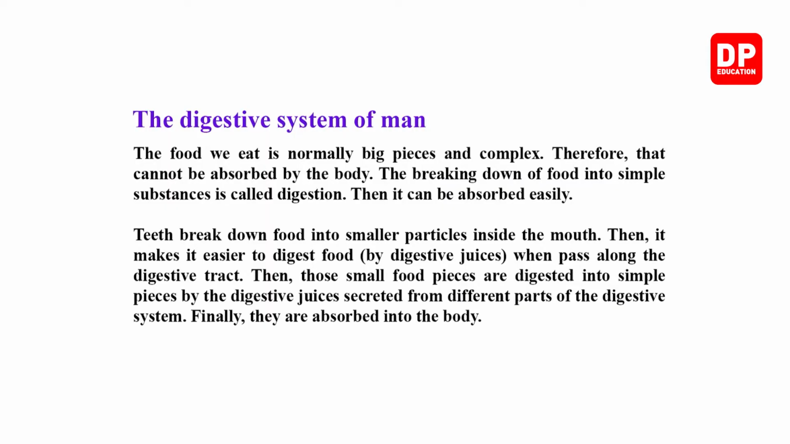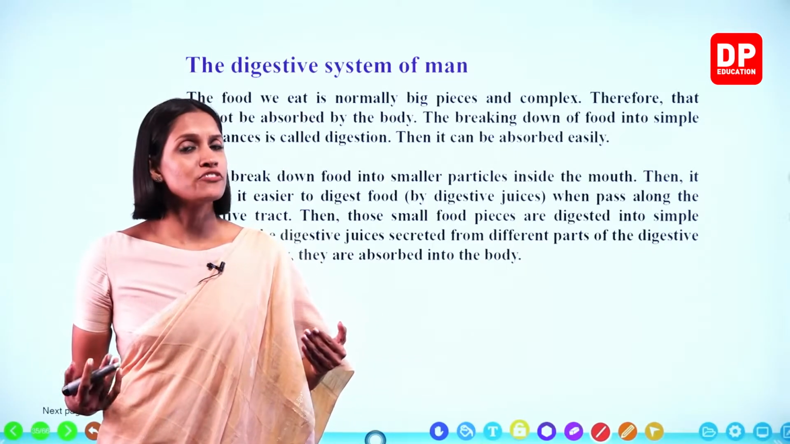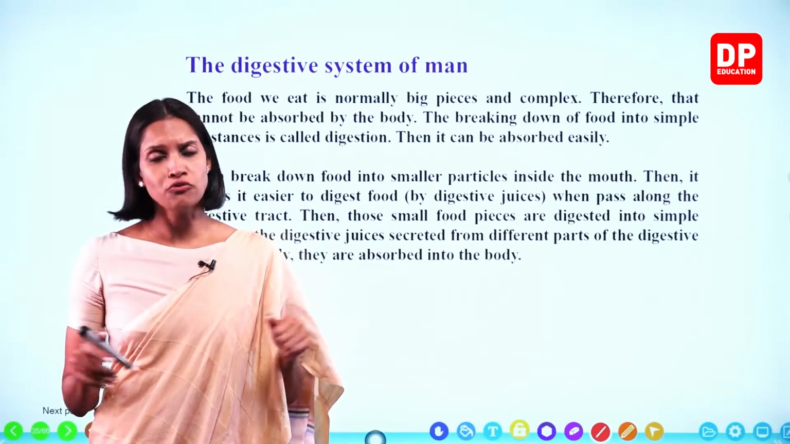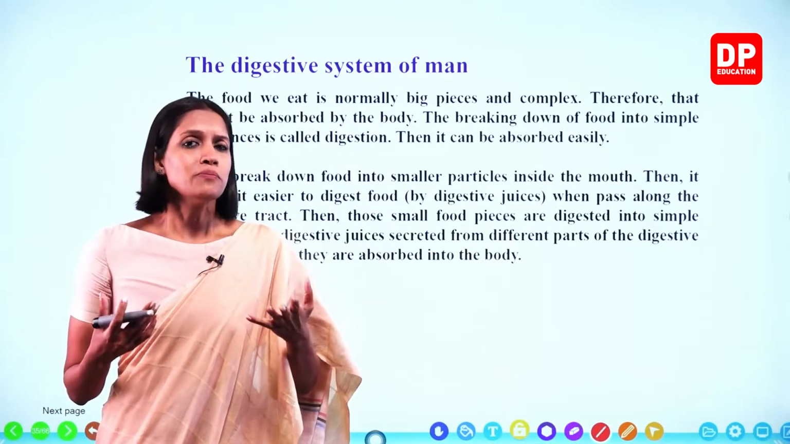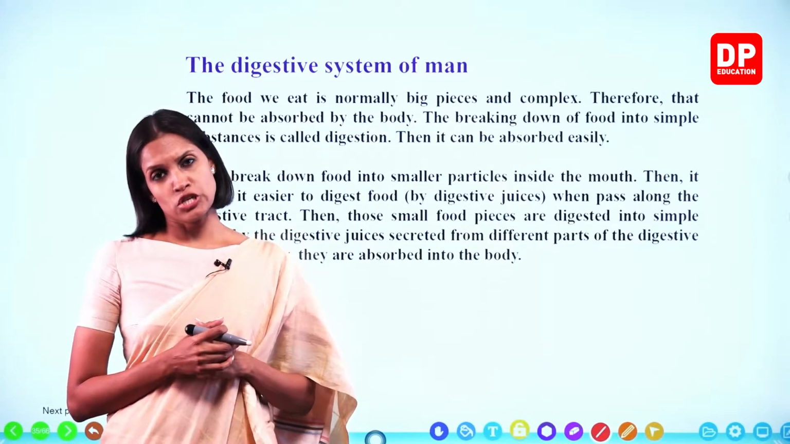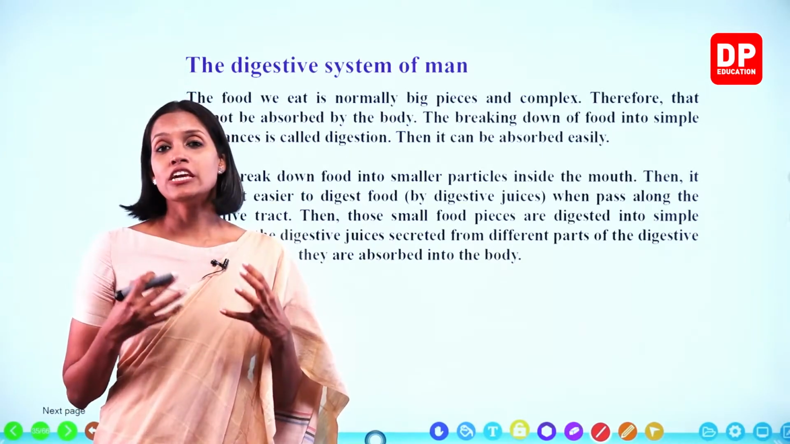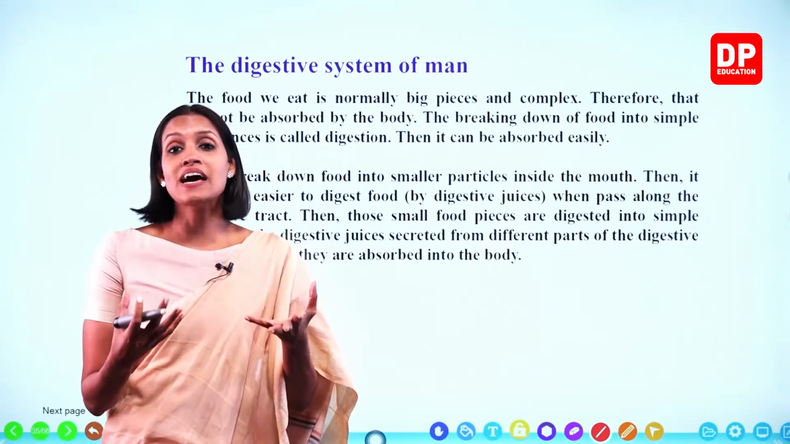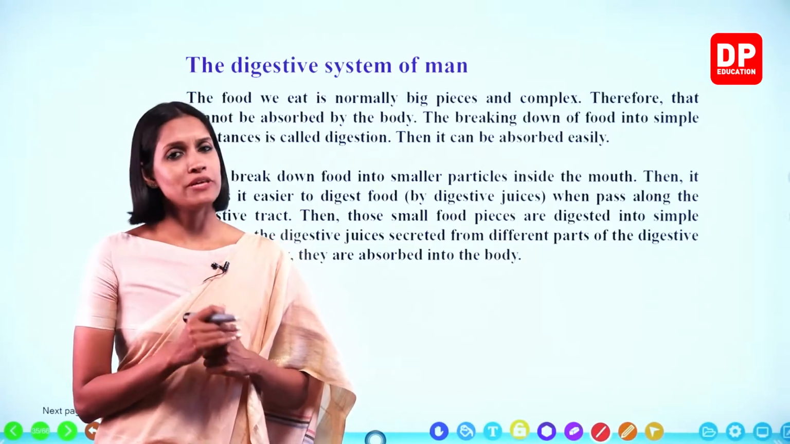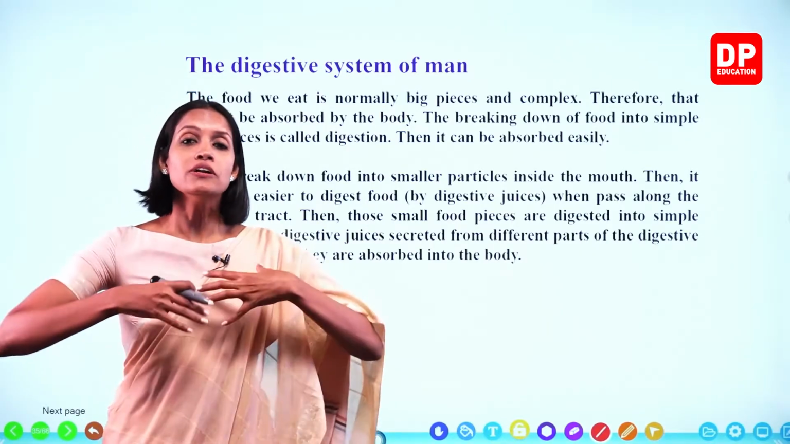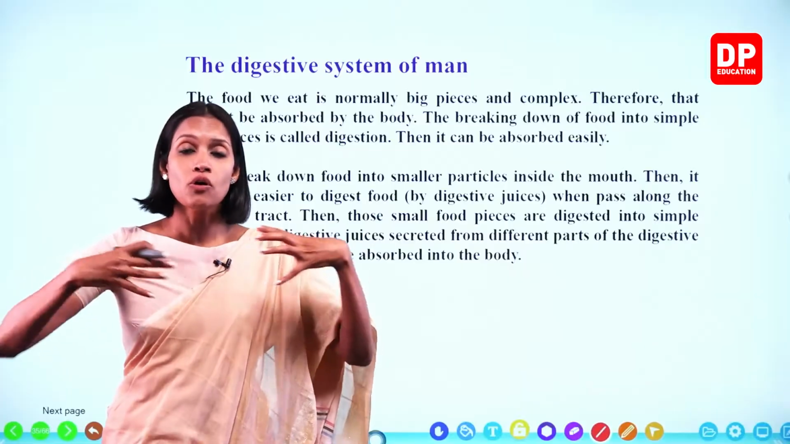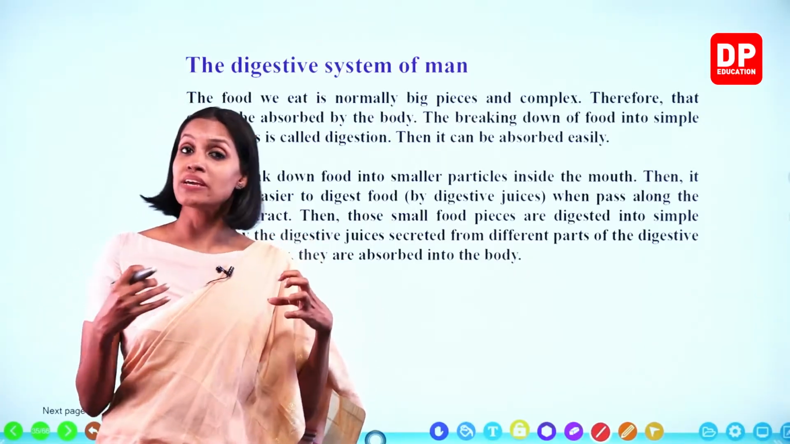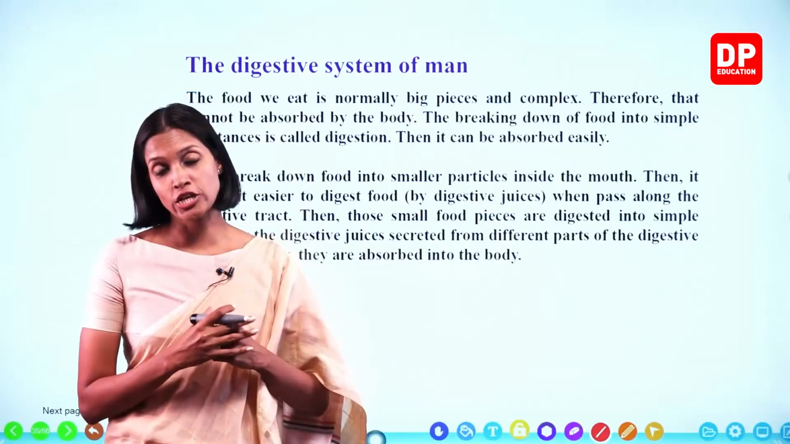First we are going to learn about the digestive system of man. What is the main function of the digestive system? Digestion of food. What is the importance of having a digestive system, children? When we eat food, all the nutrients present in the food are present in large amounts. The problem is that these nutrients cannot be absorbed by our cells right away because they are present as large molecules.